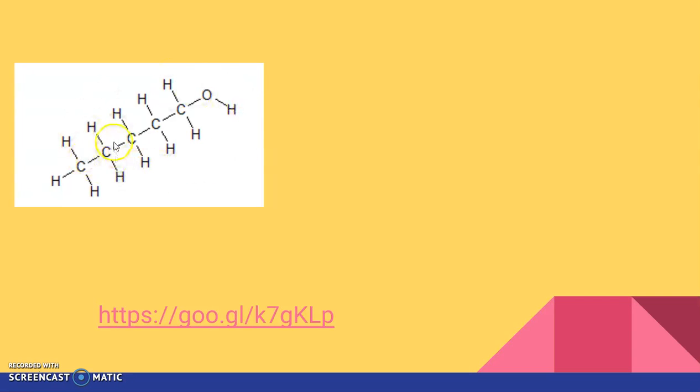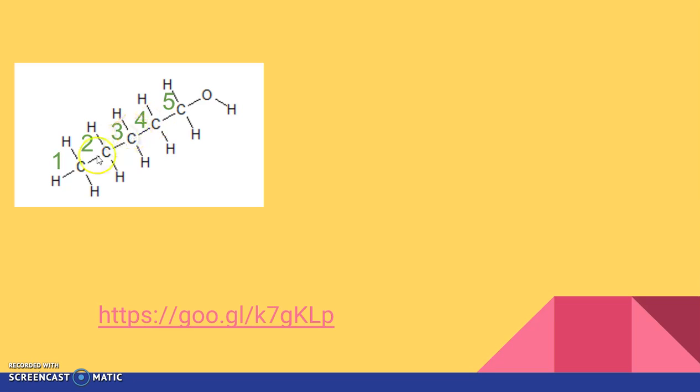What is this that I have over here? What is the functional group? There's my OH connected to this chain. What does this tell me? I know that I'm working with an alcohol. So I know that this compound over here is going to end with -ol. So let's see how I can number this.